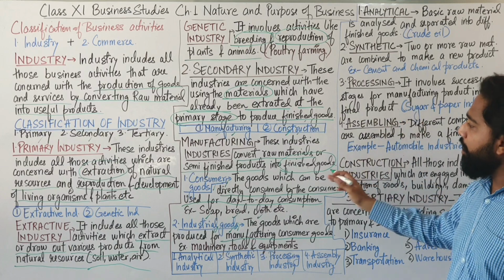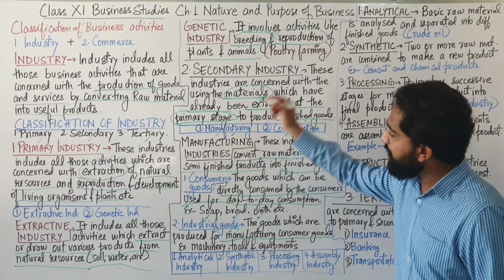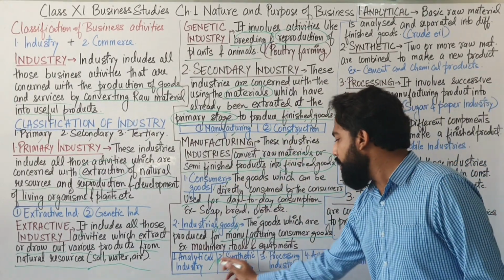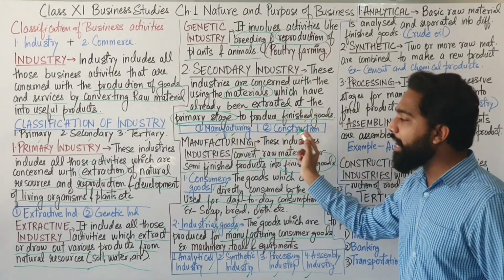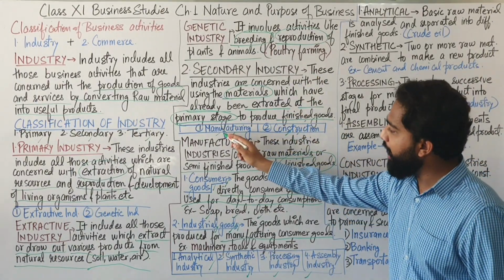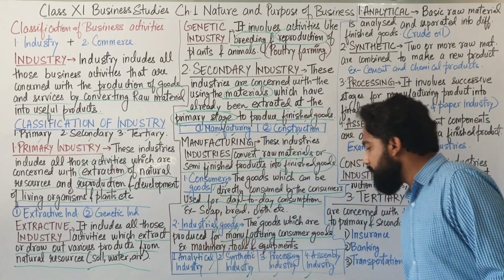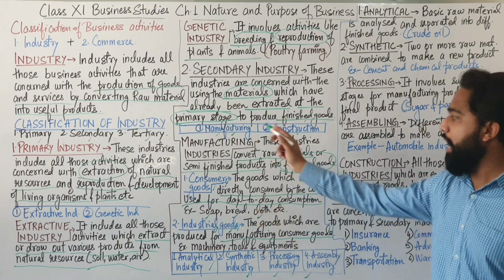Now students, this secondary industry is divided into manufacturing and construction. Understood? Now we have studied the manufacturing industries. This manufacturing industry is subdivided into four industries. The secondary industry is divided into two parts, and the first subdivision, the manufacturing industry, has four more parts.